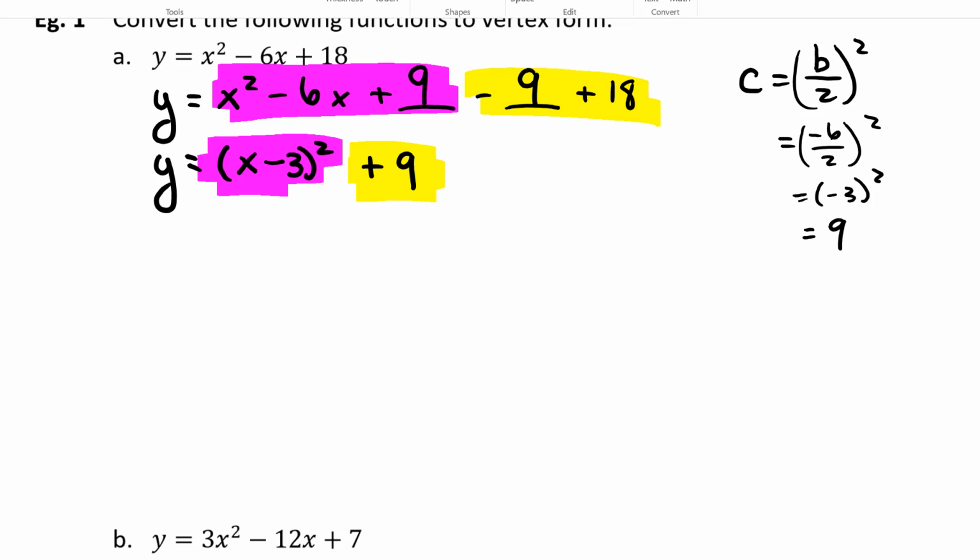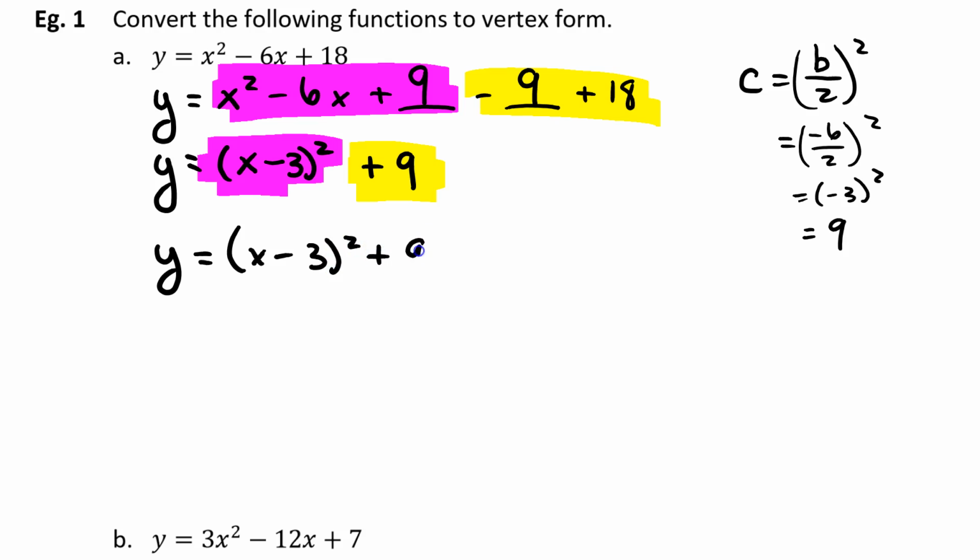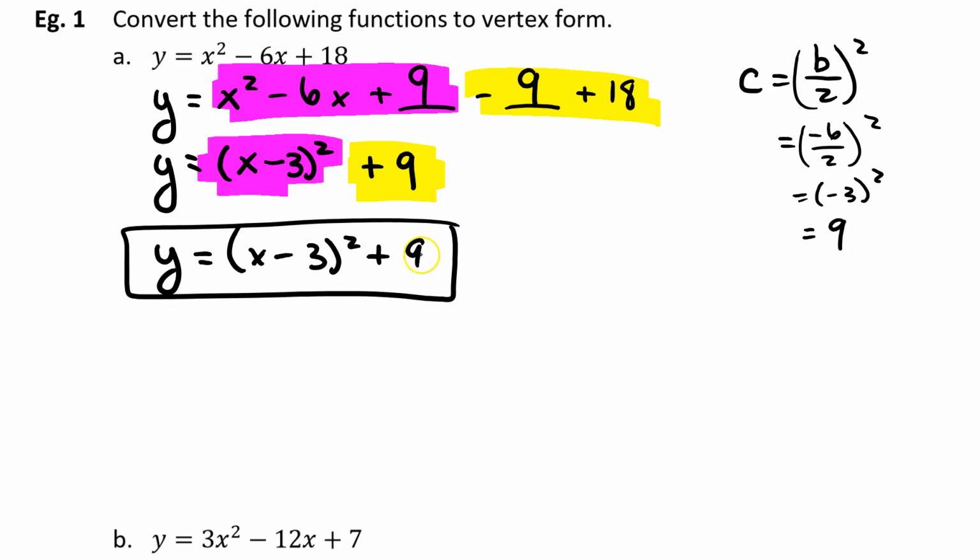It's in vertex form. Now I'm just going to write it so it's not so multicolored, so it looks a little bit more normal. So y equals x minus 3 squared plus 9. Boom. And from here I can tell you that the vertex is going to be at 3, 9.